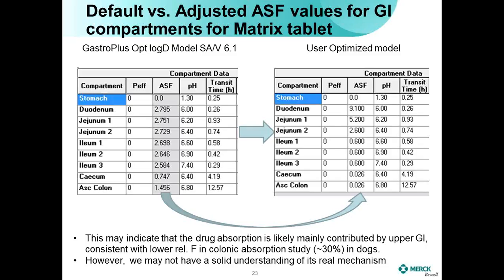This is only for the matrix tablet, and we do the same thing for the multiparticulate tablet. However, I think the adjusting of ASF factors is considered an indication of physiological reasons or formulation behavior reasons. But it's probably difficult for us to directly point out what's the real mechanism. It could be related to physiological impact, but it could also be the behavior of the formulations. But this approach actually gives you insight about the absorption pattern of those controlled release formulations.